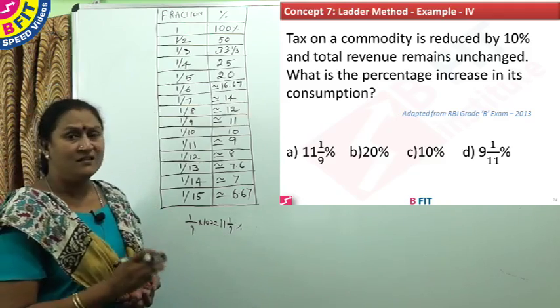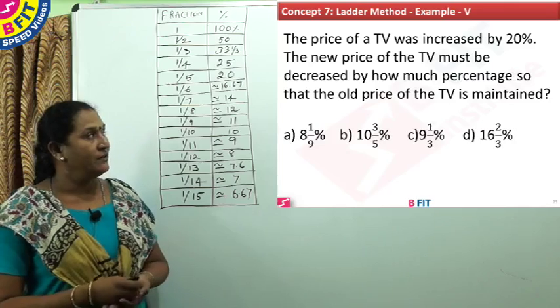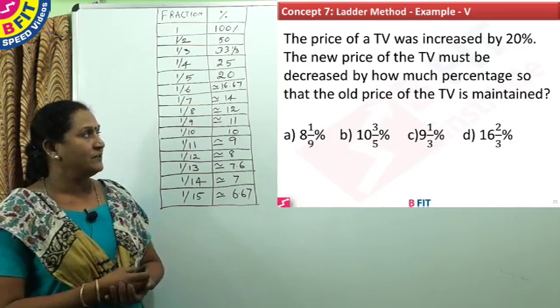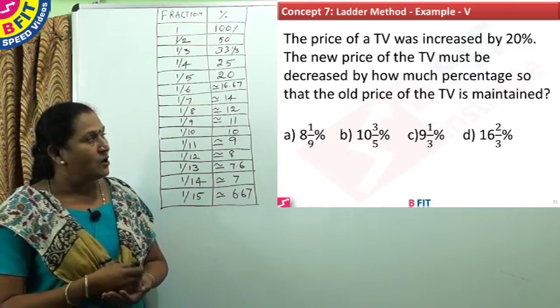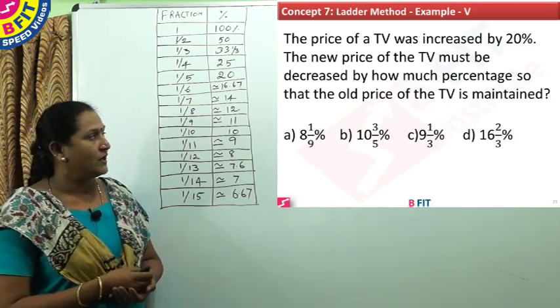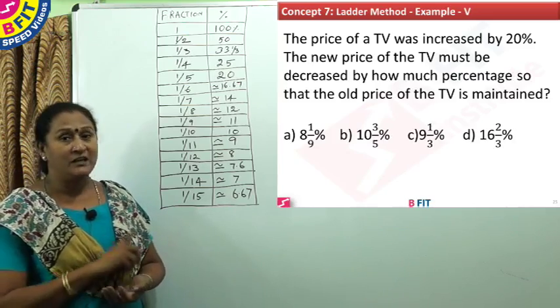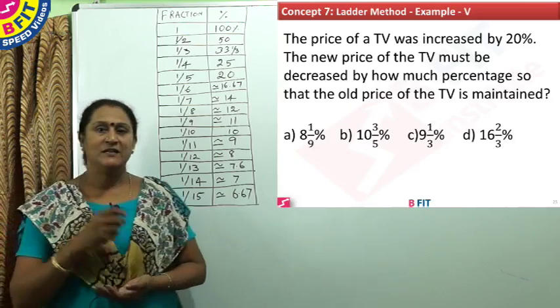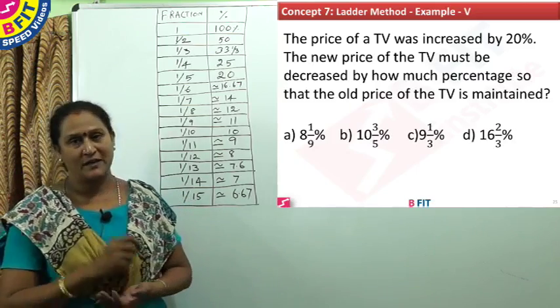So we'll see the next example. The next question is, the price of a TV was increased by 20%. The new price of the TV must be decreased by how much percentage so that the old price of the TV is maintained. So now the increased price is given and the decreased percentage is asked, so as to maintain the old price.